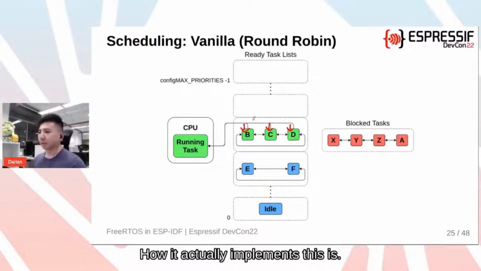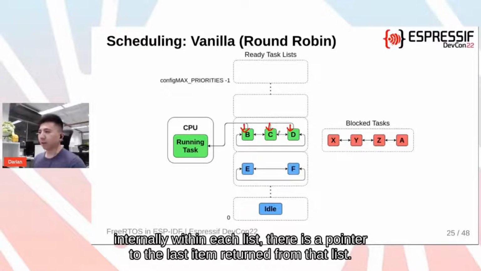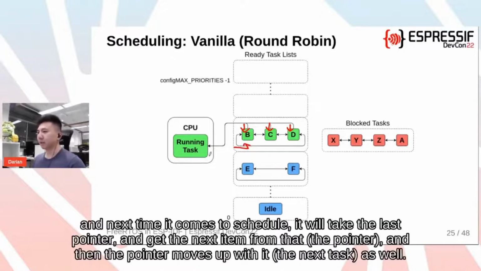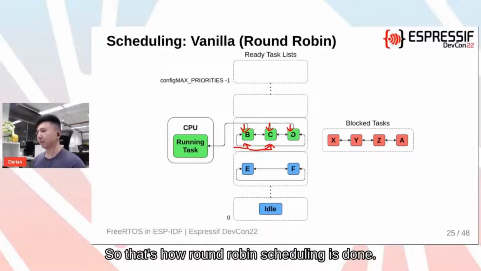And how it actually implements this is that internally, within each list, there is a pointer to the last item returned from that list. Let's say the CPU picked B, then the pointer now points to B, saying that was the last item returned. Next time it comes to schedule, it will take that pointer and get the next item, and the pointer moves up with it as well. So that's how round robin scheduling is done.